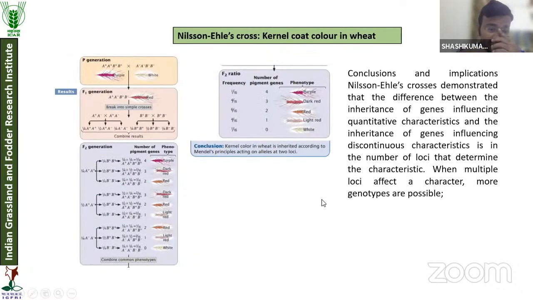So there was a dispute between the Mendelian community and the people who were looking at these quantitative genetics. Then some experiments proved that these quantitative traits are also controlled by genes and show Mendelian inheritance, but they are controlled by many genes and also affected by environment.